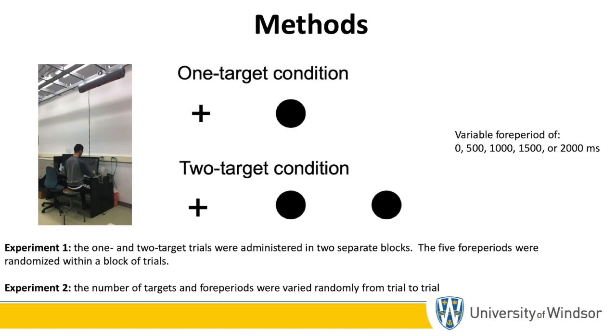In Experiment 1, the 1 and 2 target test trials were administered in two separate blocks. The 5 foreperiods were randomized within a block of trials. In Experiment 2, the number of targets and foreperiods were varied randomly from trial to trial.